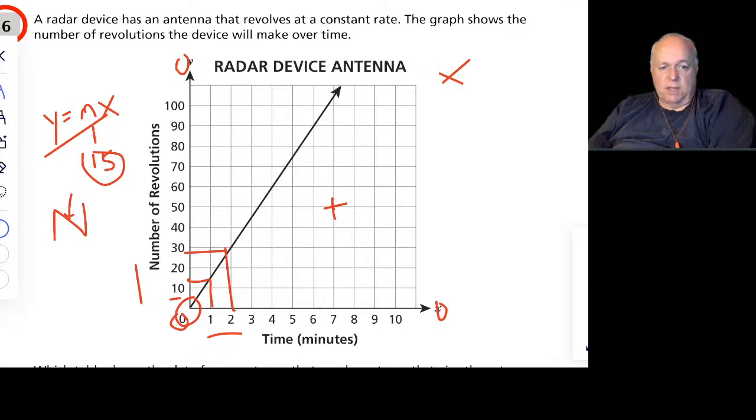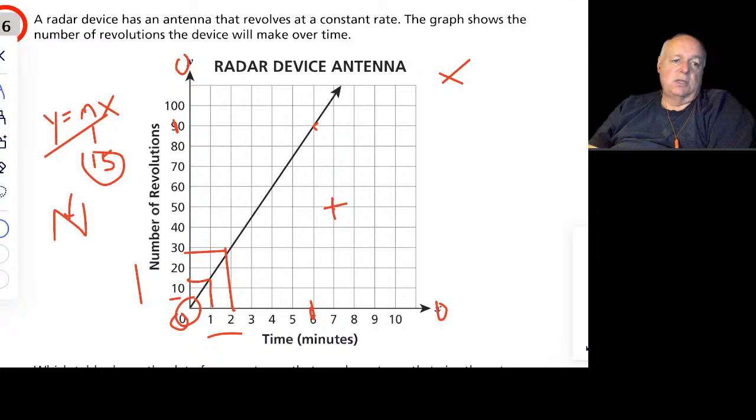If we went up from 6, 6 times 15 would give us the 90, right? So we're proving that's the case. And again, you're doing this in seconds, not a big deal. So now we can go look at the words. A radar device has an antenna that revolves at a constant rate. Well, we knew that.